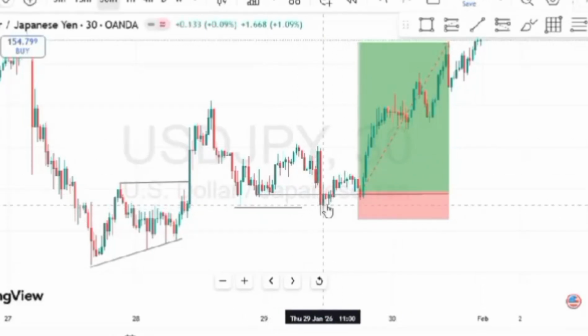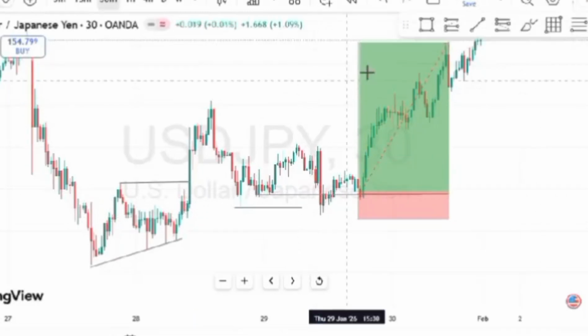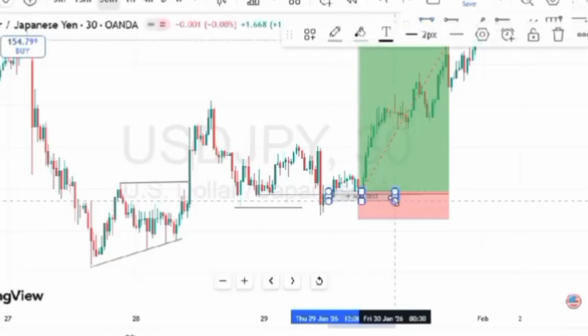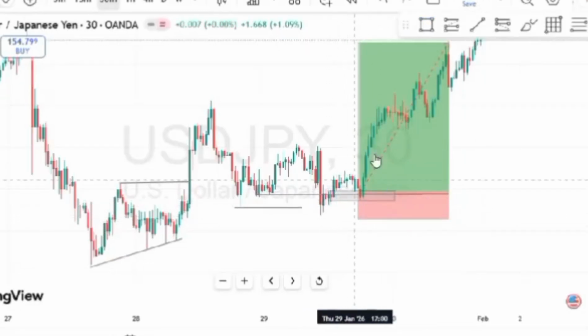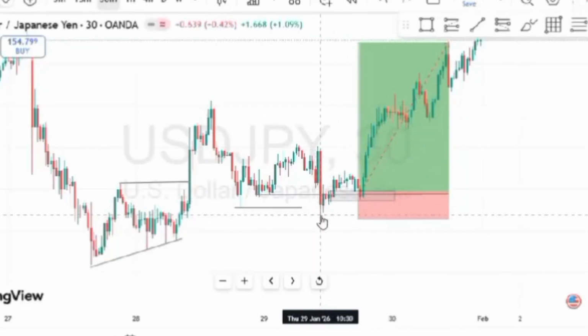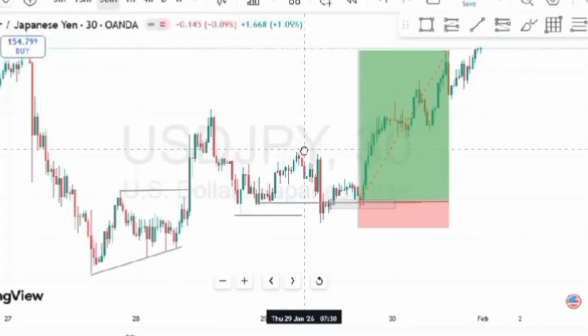So when I saw this, this was the reason I decided to mark out this particular level. This was my target. This was now my next target. So I expected the market to mitigate this, then to give me a buy, and my SL was just right below that sweep of liquidity. So I had my SL here, and the market actually respected it.